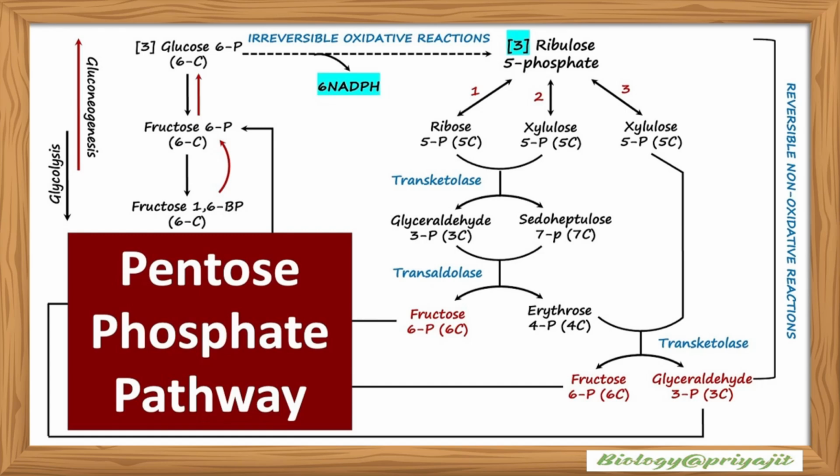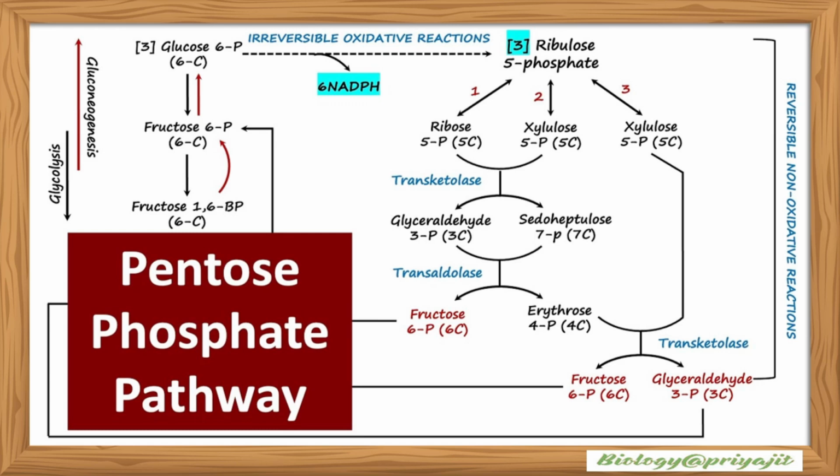Today we are going to delve into the fascinating world of the pentose phosphate pathway, which is also known as the hexose monophosphate shunt. It's a vital metabolic route that runs parallel to glycolysis. This pathway is not just about breaking down glucose, but about producing NADPH, the cell's reducing power, and ribose 5-phosphate, the key building block for nucleic acids.